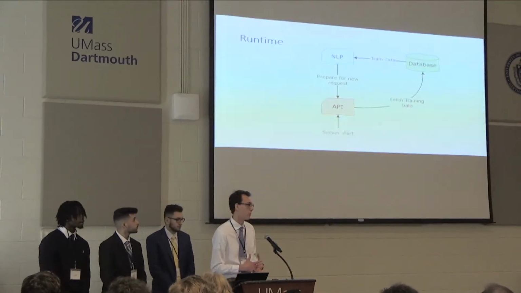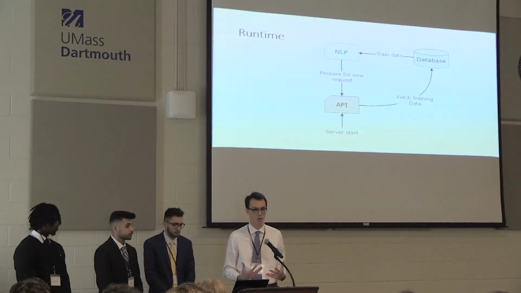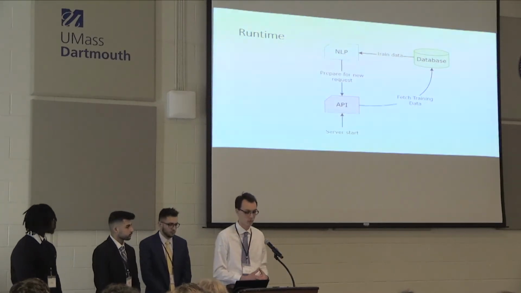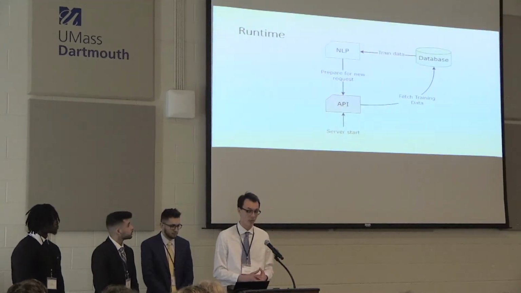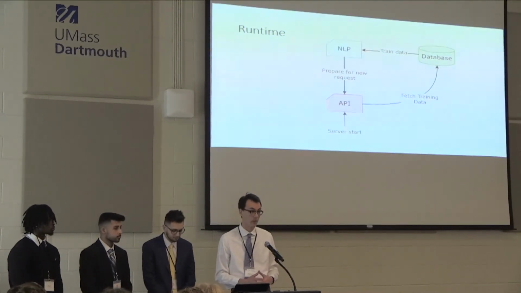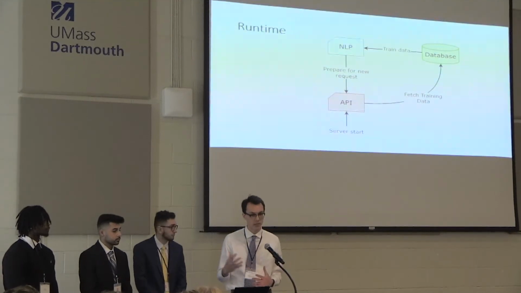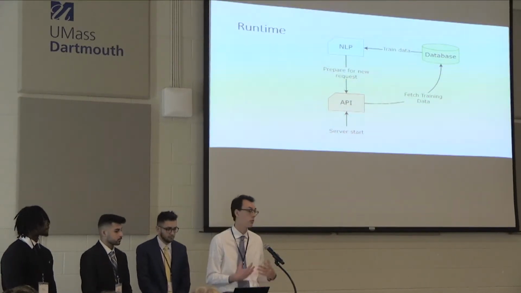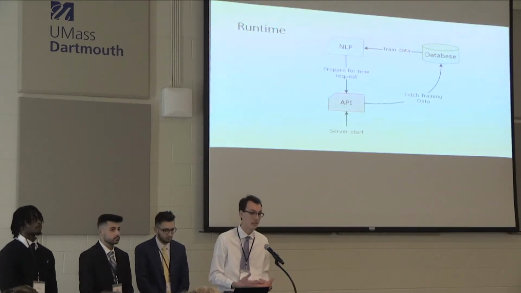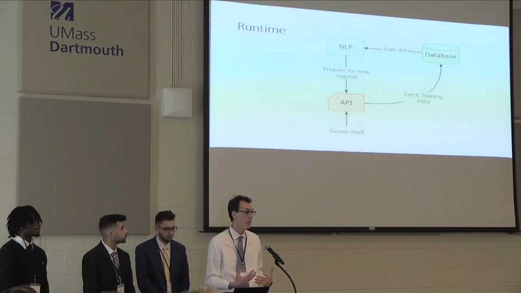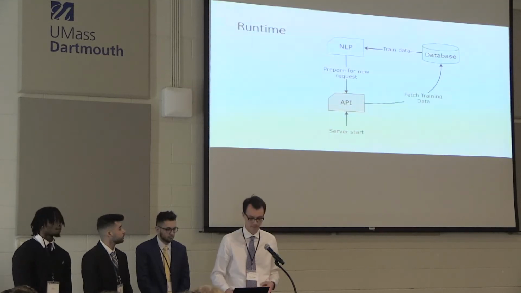Next, we wanted to talk about how all of these components are talking to each other, specifically at runtime. So this diagram you can see is what happens at server start. Initially, the API will make a request to the database, and it's going to fetch all of that training data. Once it gets all of that data in a JSON object, it'll talk to the natural language processing unit and have all that data trained and saved as a model. Then the NLP can prepare for a new request.